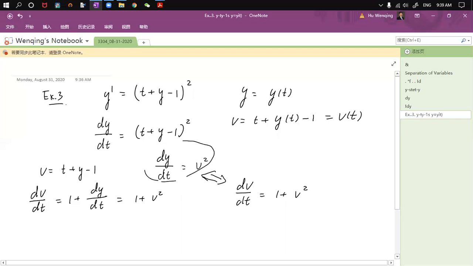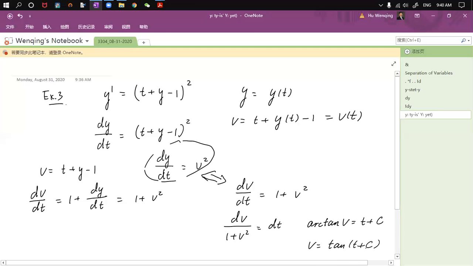So that means in order to do a change of variable, you have to change very thoroughly. You have to change y into v everywhere in the equation, and then it becomes separable. You can say that dv over 1 plus v squared is dt. So that tells you that arctangent v is equal to t plus c. So v is actually tangent of t plus c. The integral of 1 over 1 plus v squared is arctangent, and so you have this relation.